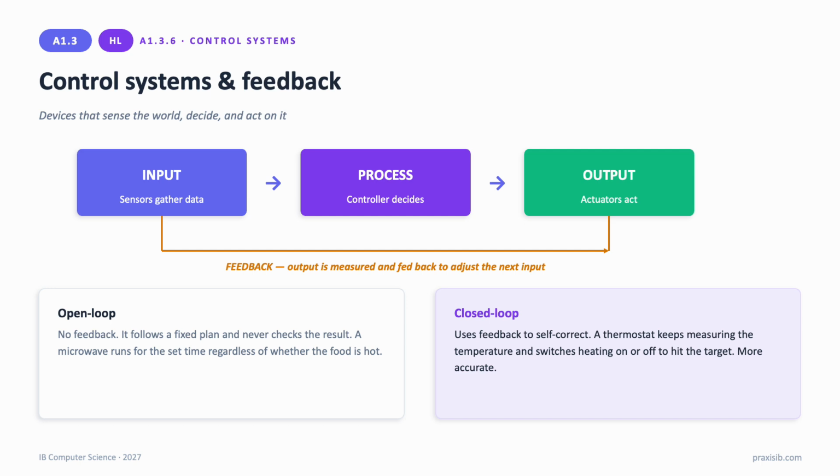A closed loop system does use feedback. It constantly checks the result and corrects itself. A thermostat is closed loop. It keeps measuring the temperature and switches the heating on or off to hold the target. Closed loop is more accurate because it can respond to what's actually happening. For the exam, whenever you describe a control system, always identify all four parts: input, process, output, and crucially, feedback. Forgetting feedback is the classic dropped mark here.